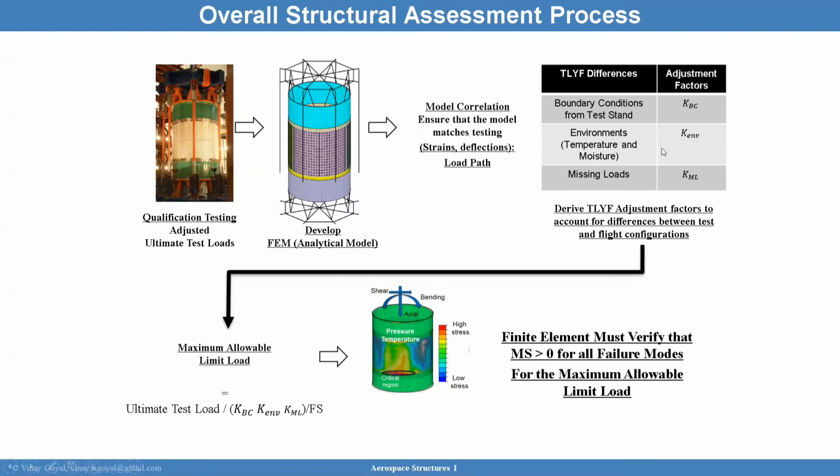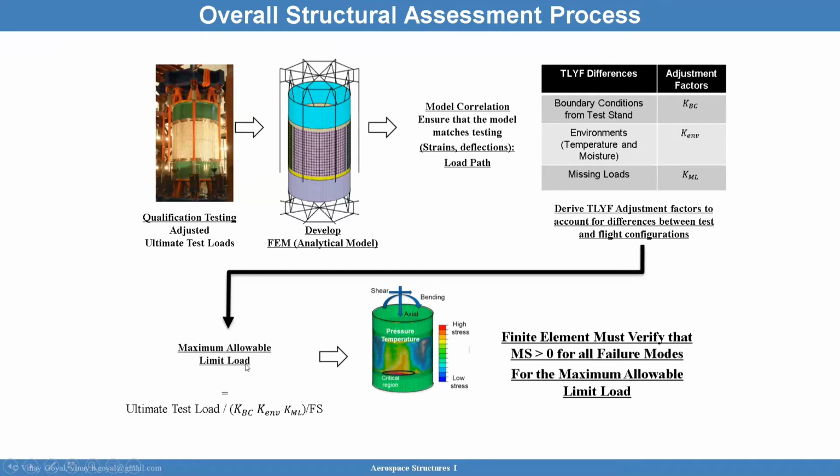Once you have these test-like-you-fly differences and the factors calculated for each of these things, which again is important to really quantify, and that's why you need the finite element model for the test configuration and the finite element model for the flight configuration, you can take the ultimate test load, divide it by the factor of safety, and then divide it by all these adjustment factors, and that will give you the maximum allowable limit load, the limit load that you can actually survive.